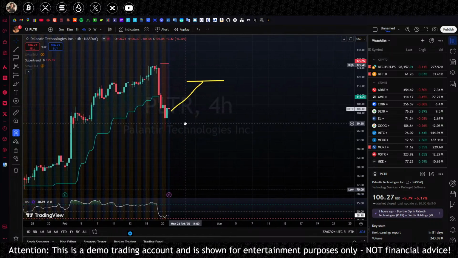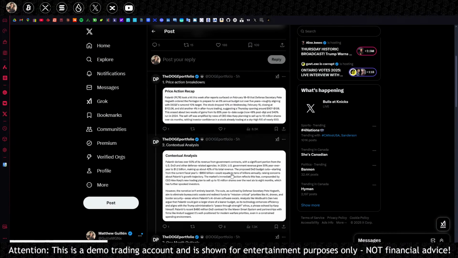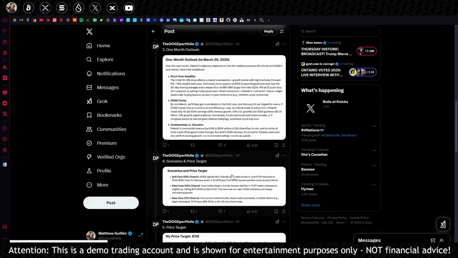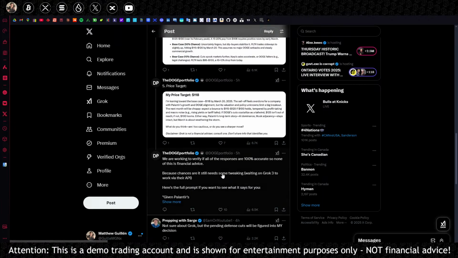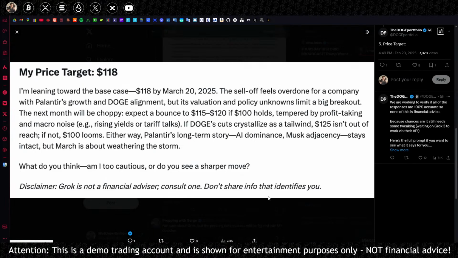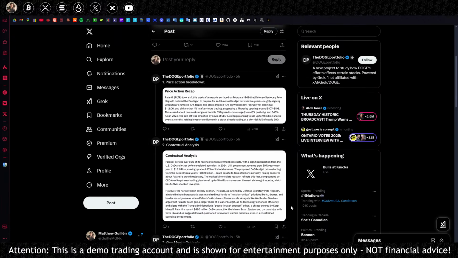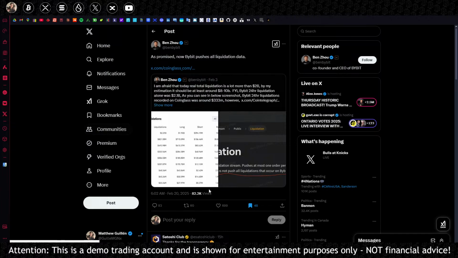Let's see how accurate that is. I want to see. If that's the case, I'm going to start asking it for financial advice. No, it tells you at the bottom, though. Yeah, right over here, right? Disclaimer, Grok is not a financial advisor. Consult one. Don't share info that identifies you. There you go. But it's still very intelligent, very smart, and I'm proud for that.